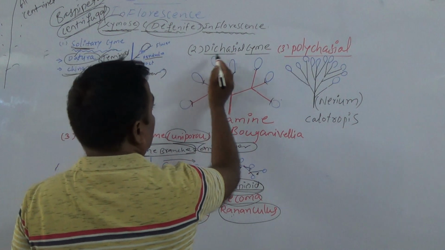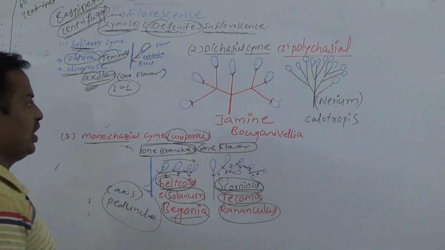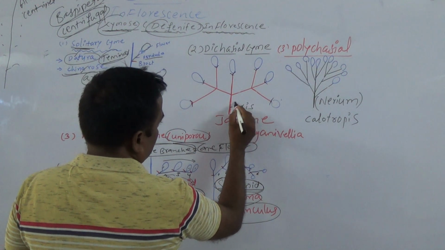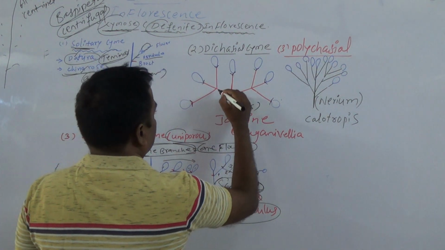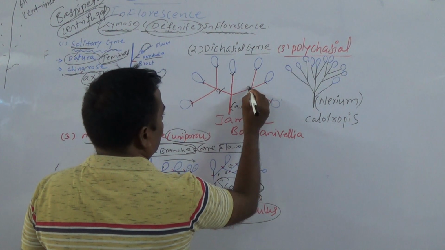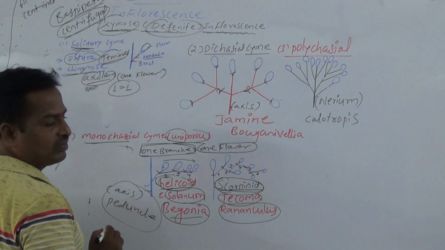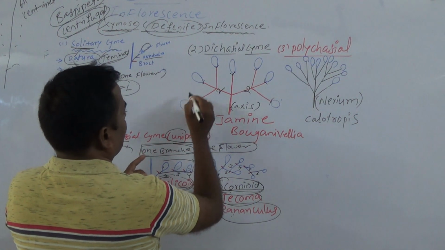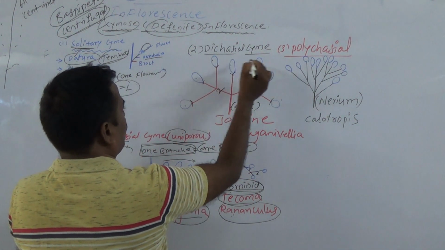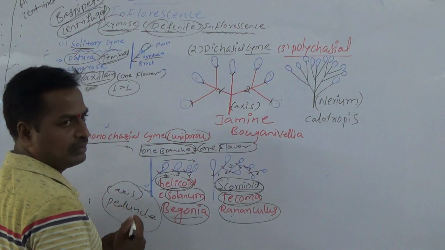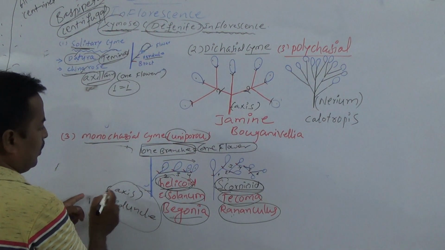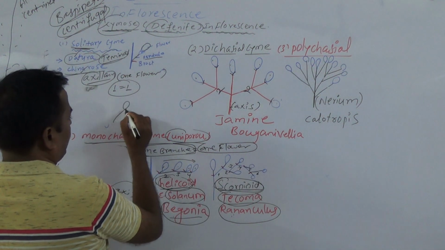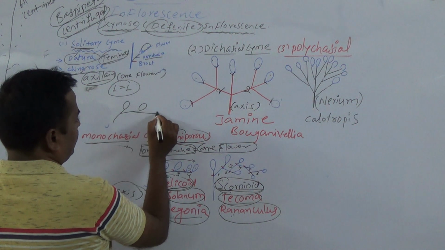The next one is dichasial cyme. In dichasial cyme, now this is the mother axis. So the mother axis produces two branches every time, and every time it produces two branches. All branches end with flowers. 1, 2, 3, 4, 5, 6, 7. Is it clear? But in the first one, only one branch is found every time. Now this is the one branch and ends with a flower. One branch, flower. One branch, flower.